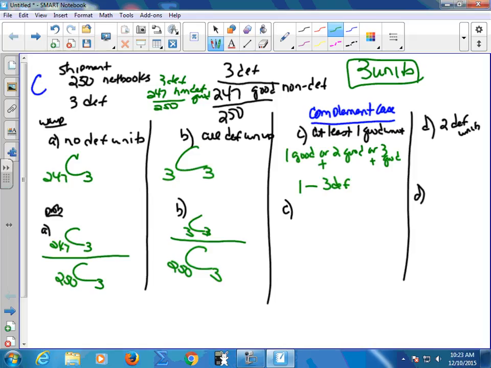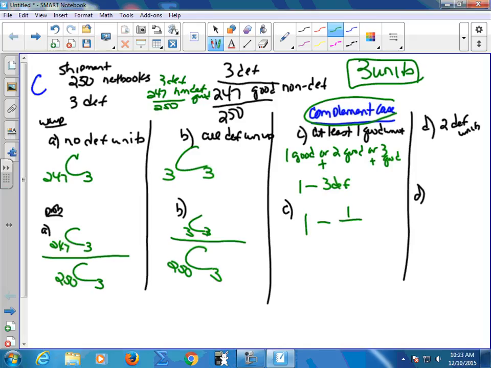So how many ways can I do this? Where's my 3 defectives? Only one way. Only one way that I can do this. So take your basic one and subtract the 1. Use your complement case. It's much, much easier than adding the 3 of these. So you're going to say your 1 minus your 3 defectives.